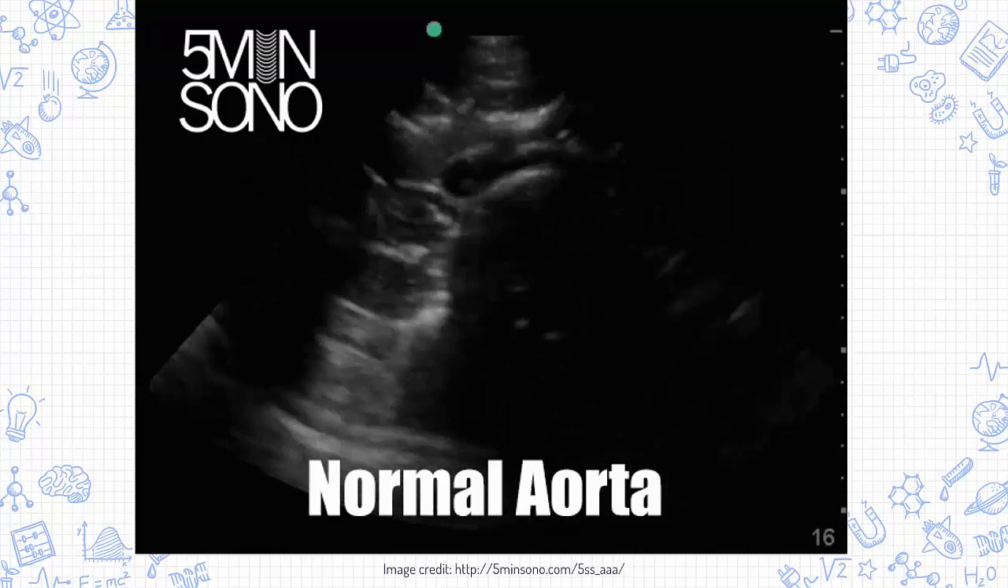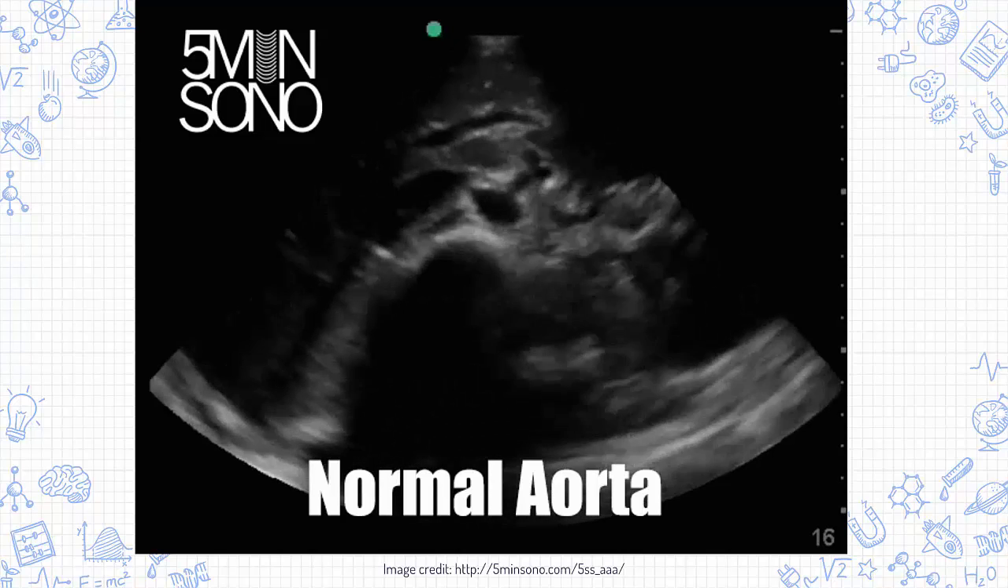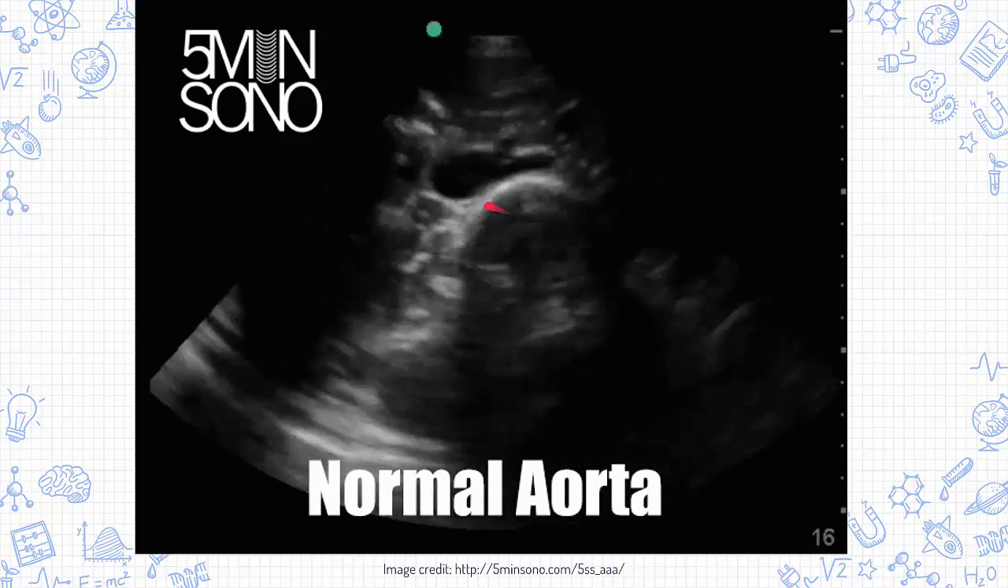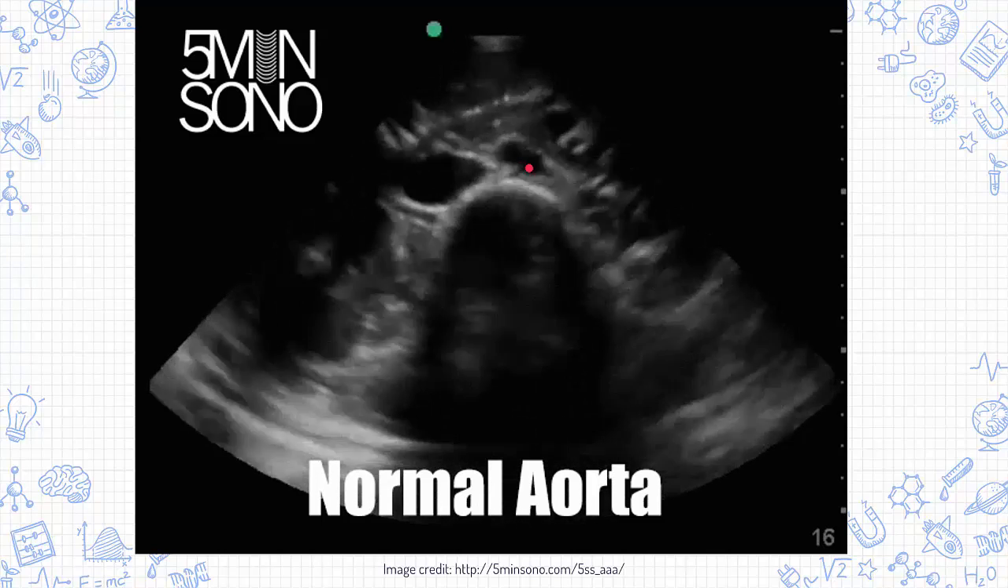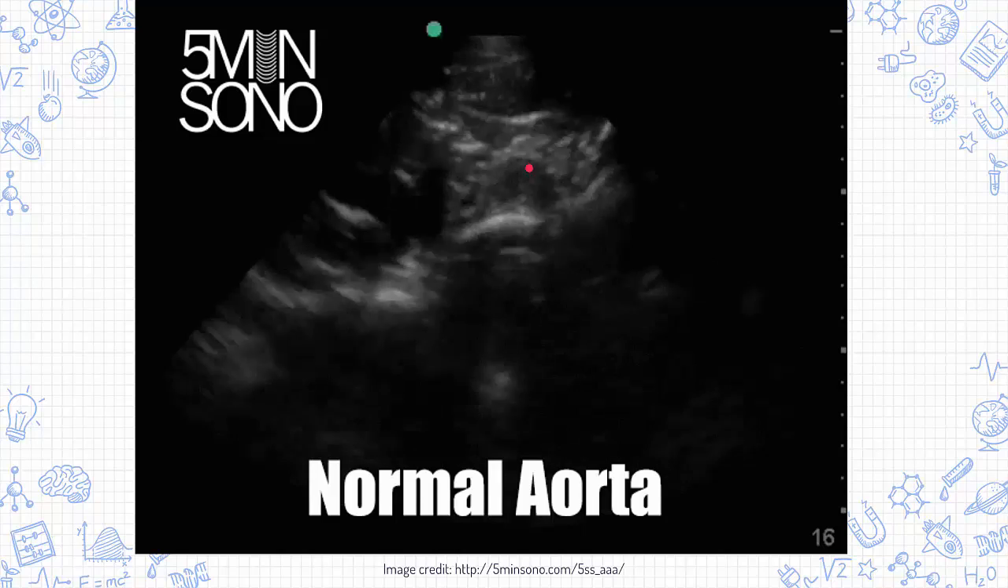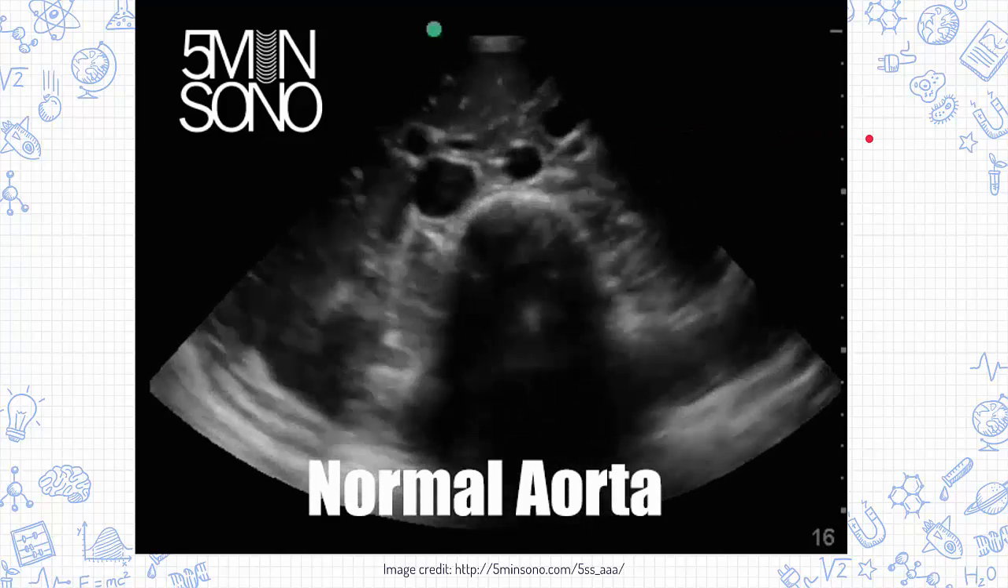So here's a great video from the guys at 5-Minute Sono tracking the aorta the entire way down. So you can see we've got our vertebral column, aorta directly anterior. You're going to follow that all the way down until it bifurcates into the iliac arteries.